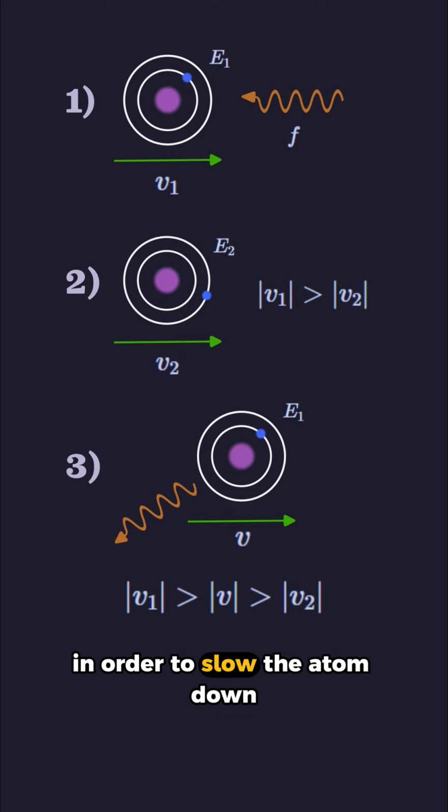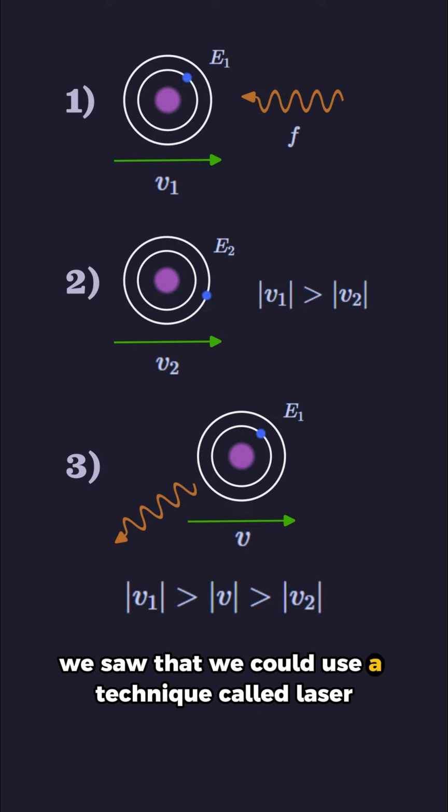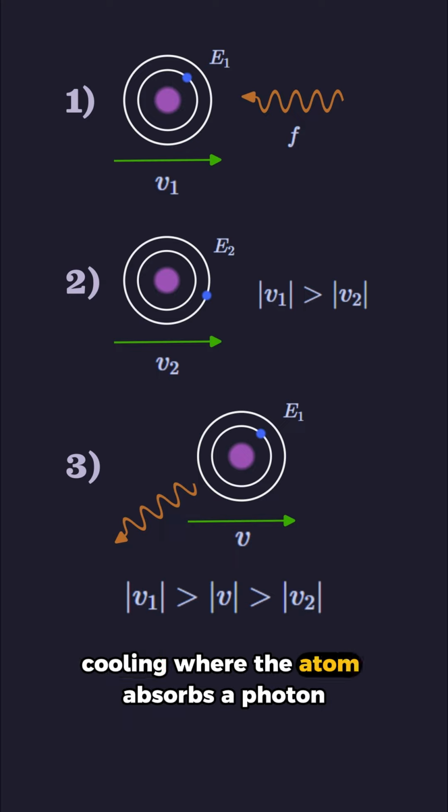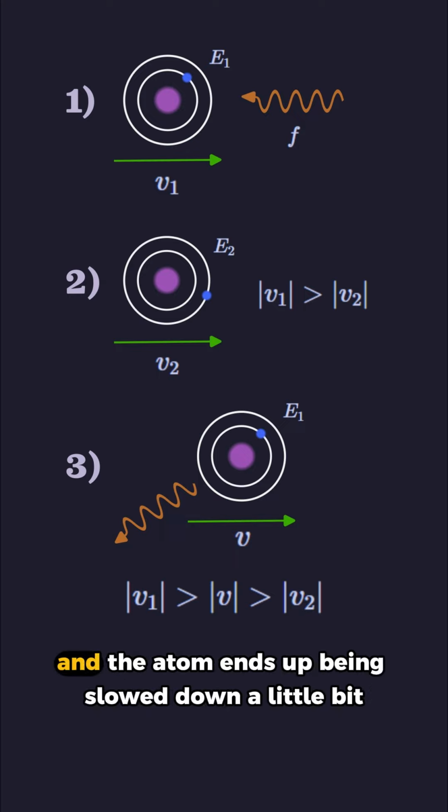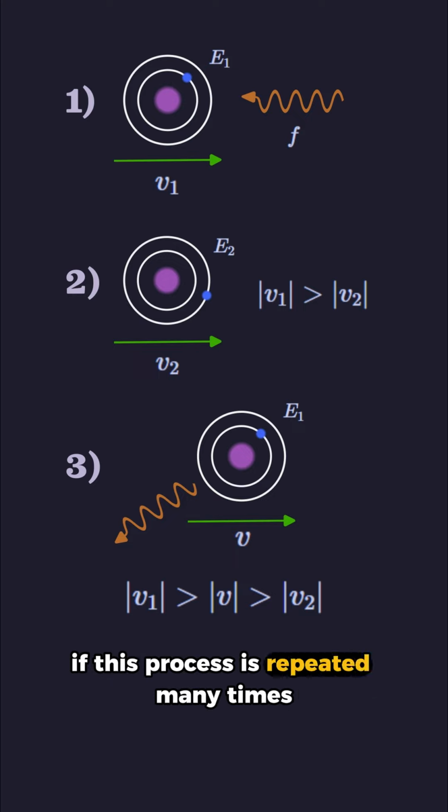In order to slow the atom down, we saw that we could use a technique called laser cooling, where the atom absorbs a photon and later on it re-emits it in a random direction, and the atom ends up being slowed down a little bit. If this process is repeated many times, then the key points are the following.